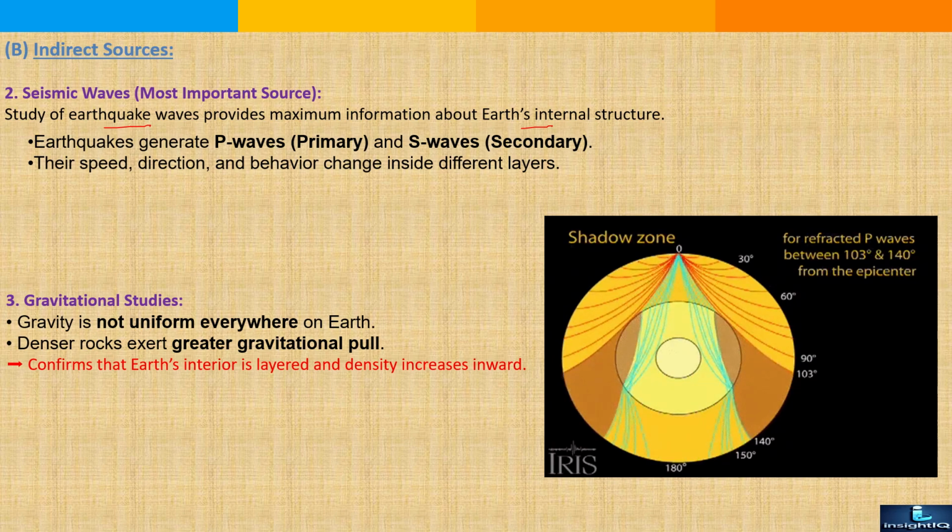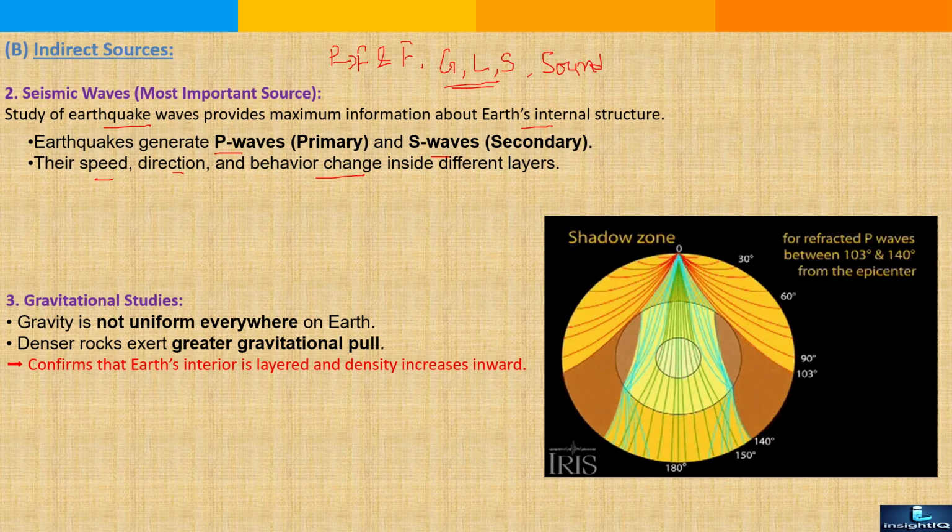Earthquakes generate basically two kinds of waves. One is the P wave, primary wave, and the other is the S wave, secondary wave. Their speed, direction, and behavior change inside different layers. Some characteristics of the P wave: the P wave is the fastest among all seismic waves and the first to arrive on the earth's surface. P waves can travel through gases, liquids, and solids, all three media. P wave is similar to a sound wave.